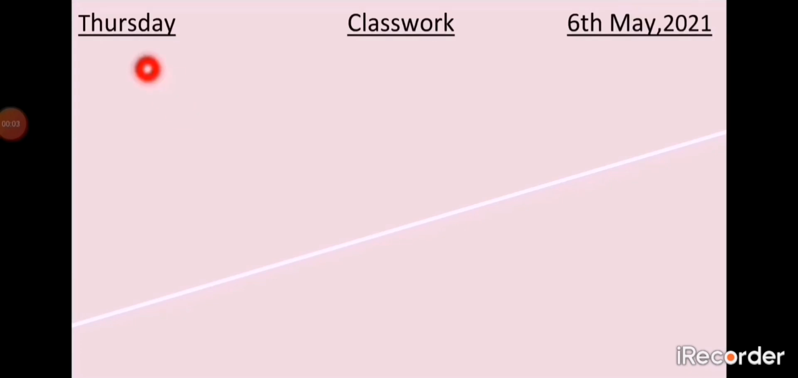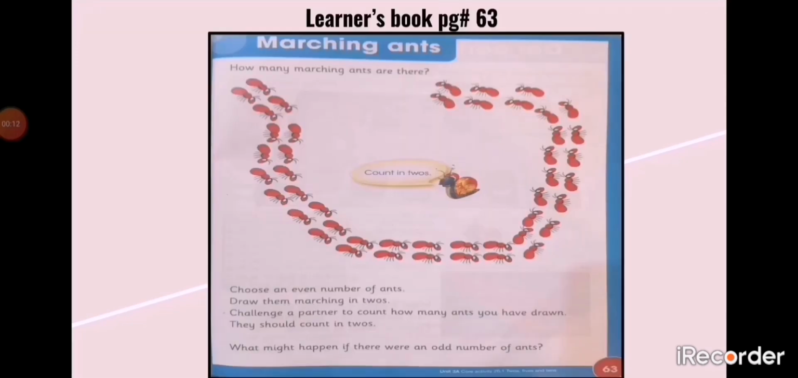Now our day and date slide. On the extreme left top, you will write Thursday. In the center, classwork, on the extreme right top, 6th May, 2021. Today's date. And you will write your day and date on Learner's Book page number 63. Here, the topic is marching ants.